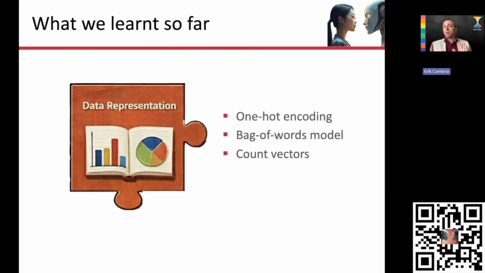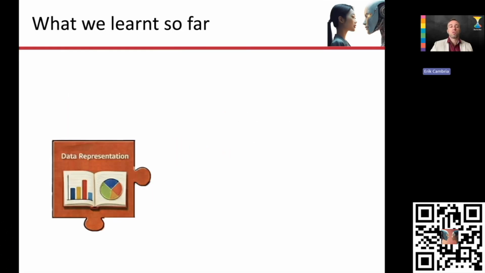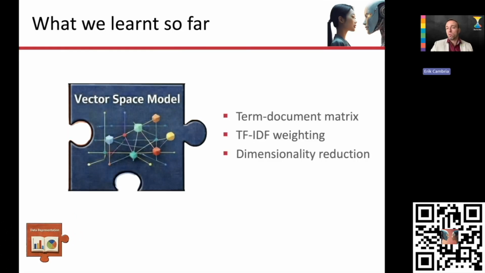Okay, so we are nearing the end of the course. Let's summarize what we learned so far. In the previous course, the course on NLU, we talked about data representation, and even in this course, in lecture one, we talked about one-hot encoding, bag of words model, count vectors, and so on. Then we went on to talk about the vector space model, how we represent data and documents in multi-dimensional vector spaces. So we talked about the term document matrix and TF-IDF.